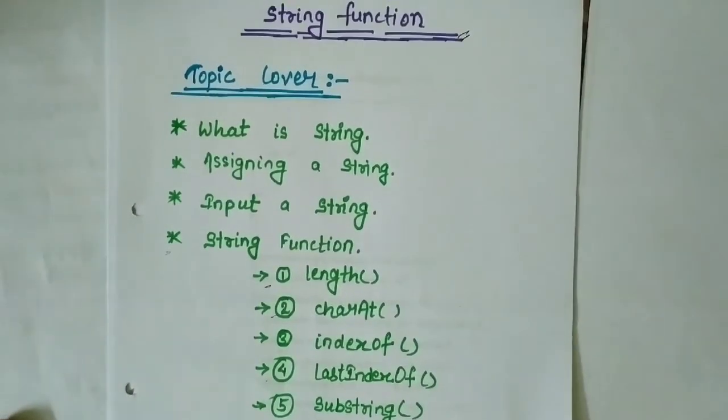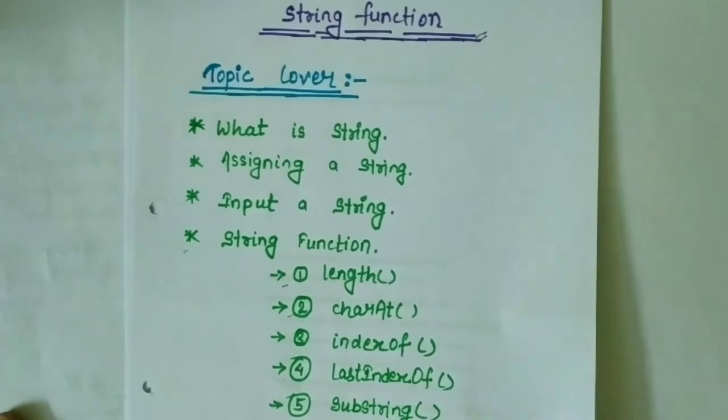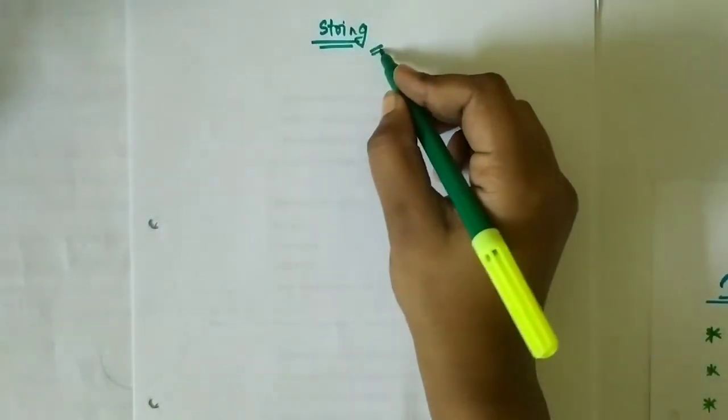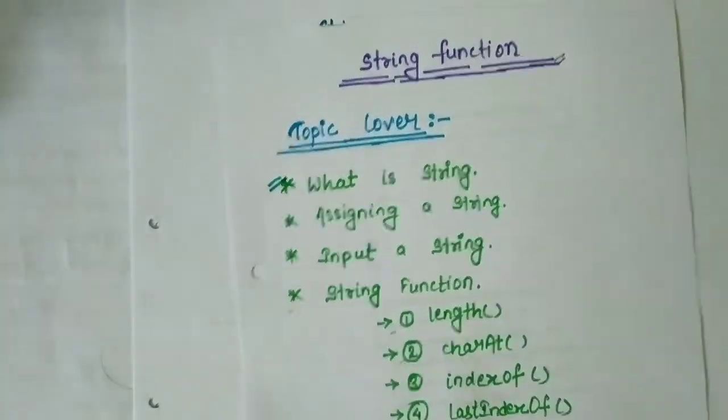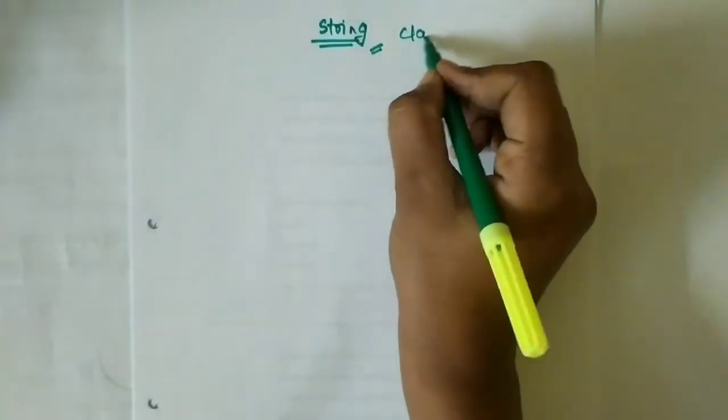So firstly we will discuss what a string is. So let's start with the string. The first topic is what is a string. String is a class. String is a class to store values or information. So what type of value do we call a string?